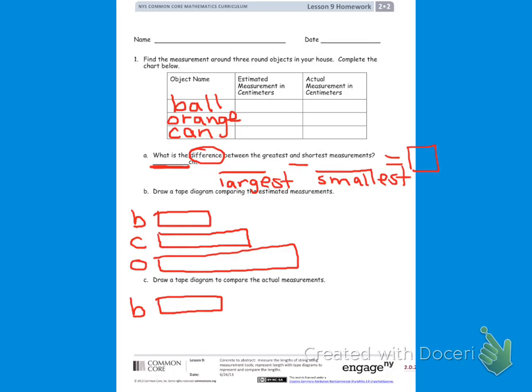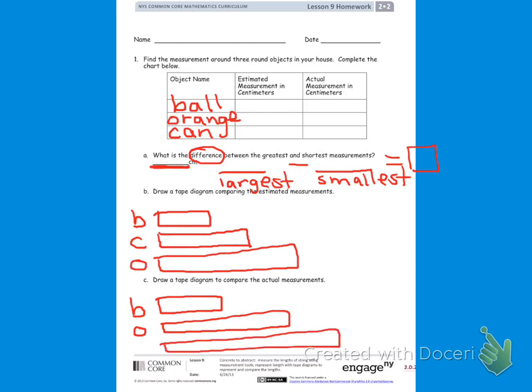And maybe my orange ended up being a smaller amount than my can. I will put that there with the new number, the correct number, and that my can ended up being a larger amount. Maybe it was one of those super big cans. And so now I'll draw my new tape diagram, but this time using the accurate actual measurements in centimeters. Again, don't forget to label your rectangles so that your teacher knows which line represents which item you measured.